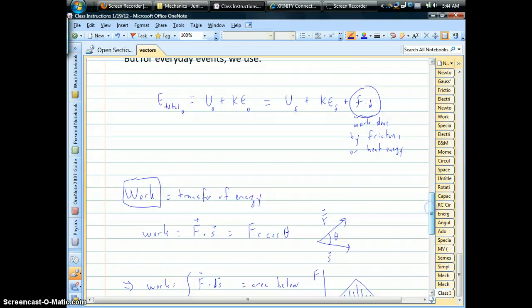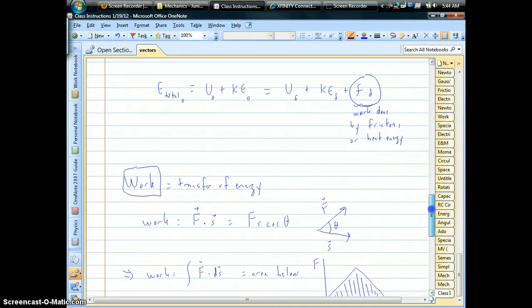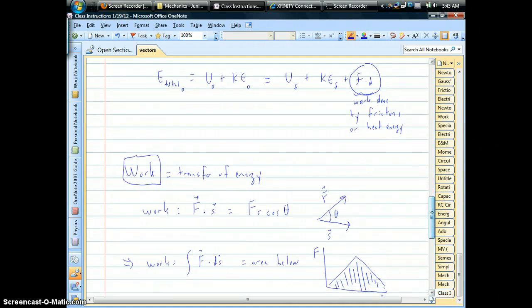Okay. Now, since we just mentioned work, work is a transfer of energy. That's when forces are moving things. A force could be applied in the direction of motion, or it can be applied opposite the motion and slow you down, for example. So you're most used to using the dot product form.